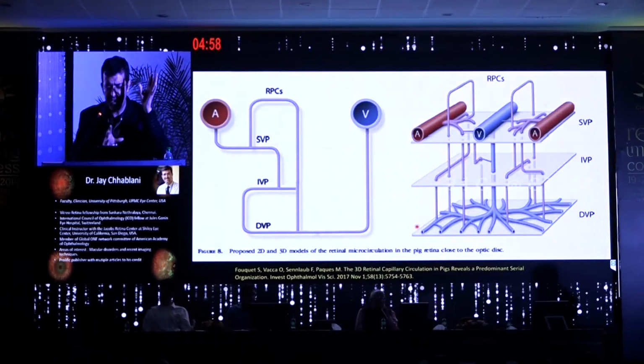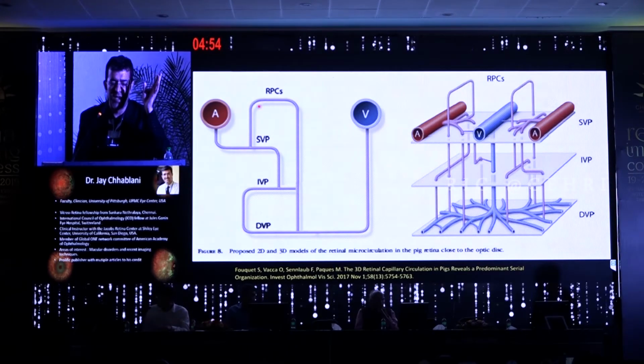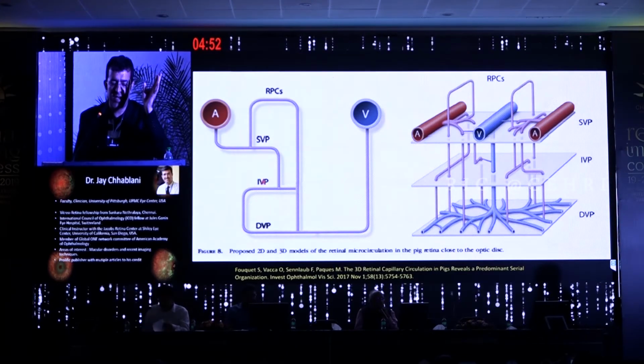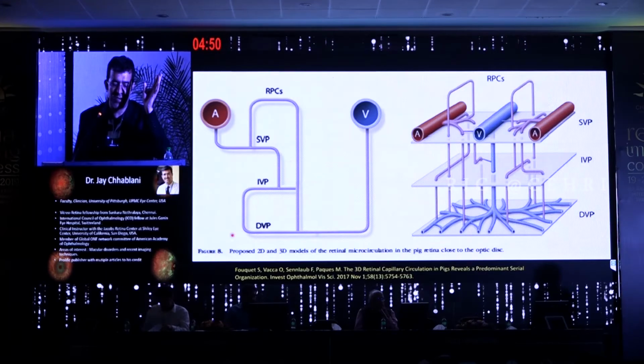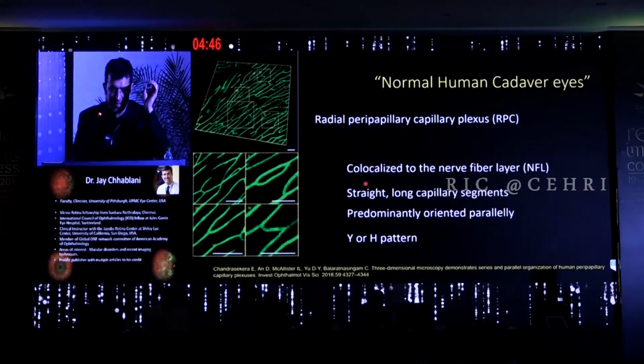To make it a little simpler, here you can see that the major arteriole supplies the SVP, goes into the RPC as well as the intermediate, and goes into the deep plexus, and from there it goes into the major venous plexuses.